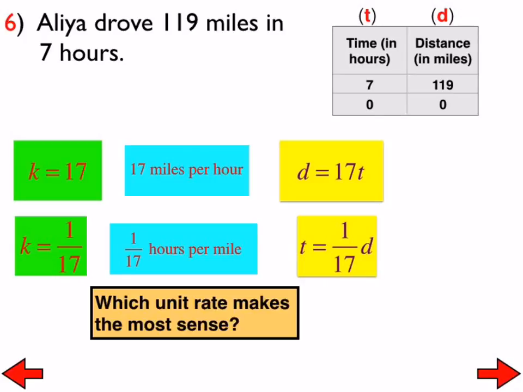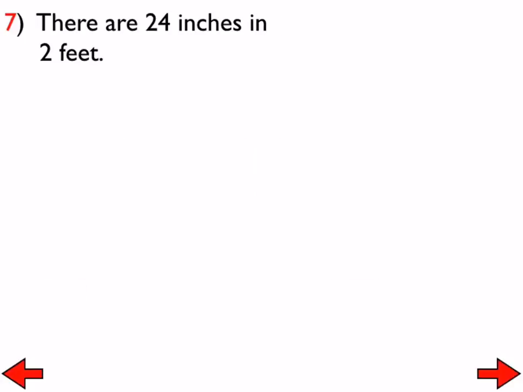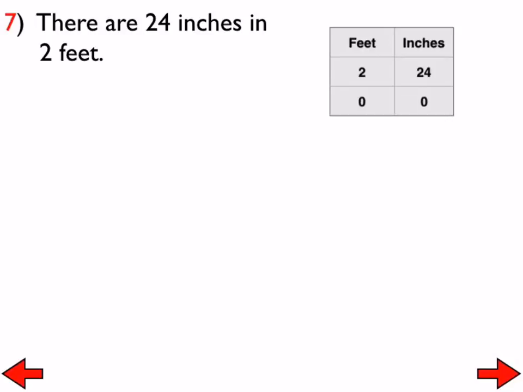And I think it's obvious 17 miles per hour makes the most sense. There are 24 inches in 2 feet. If we have 0 feet, we have 0 inches. You could go with 6 feet, 72 inches if you wanted to. I'm going to go with F and I for my variables, thinking that inches is output and feet is input.